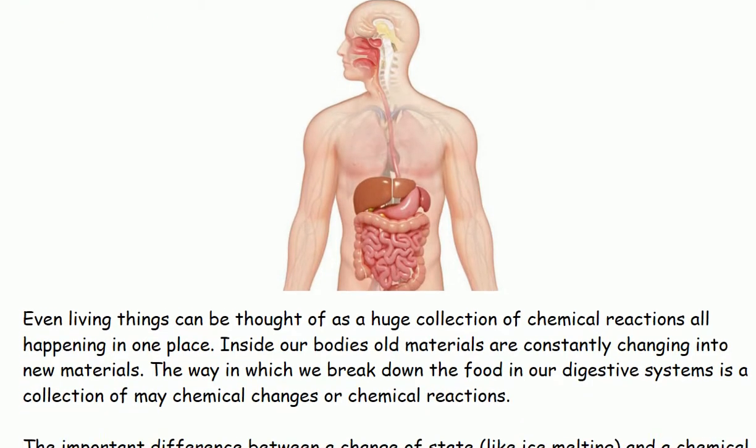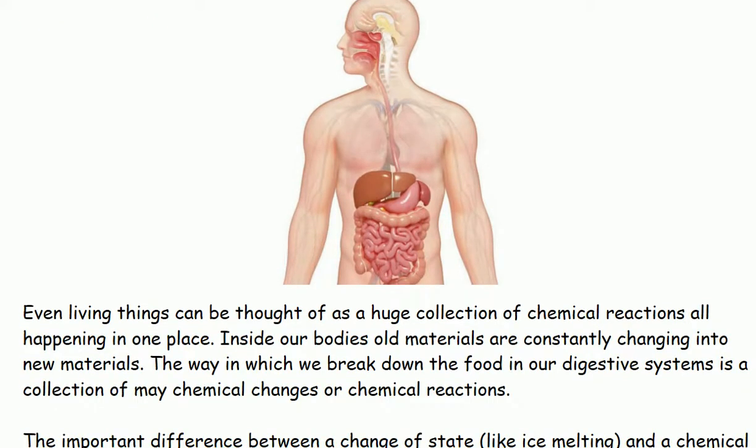Even living things can be thought of as huge collection of chemical reactions all happening in one place. Inside our bodies, old materials are constantly changing into new materials. The way in which we break down the food in our digestive systems is a collection of many chemical changes or chemical reactions.